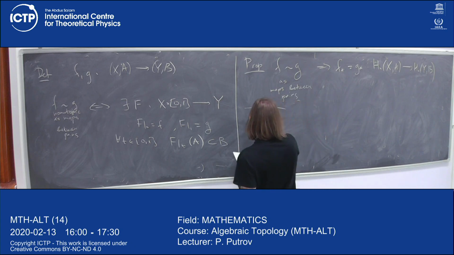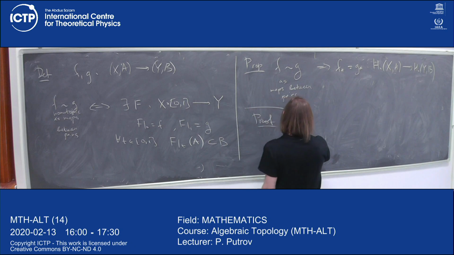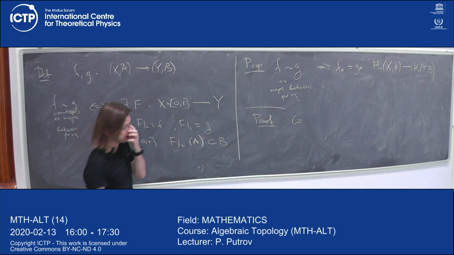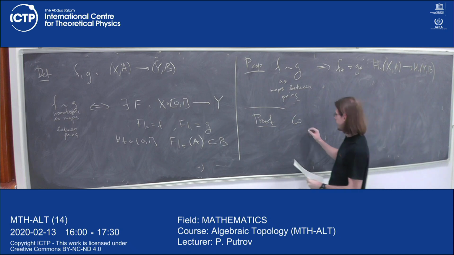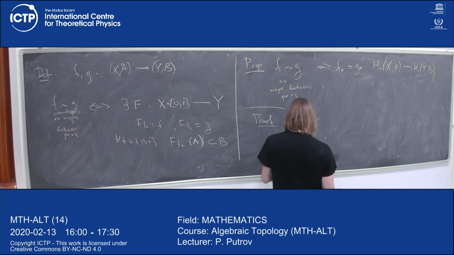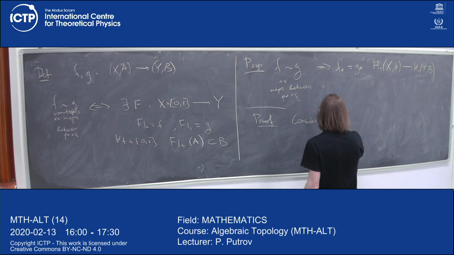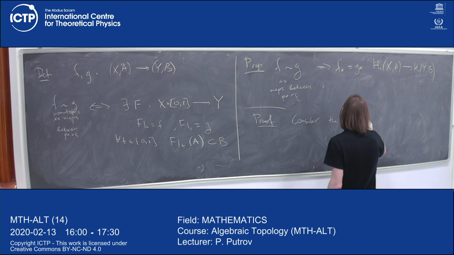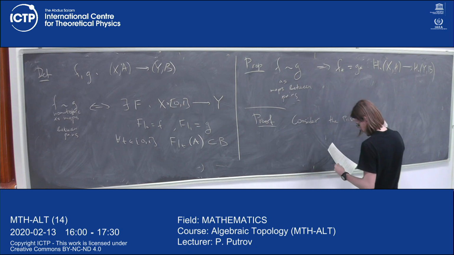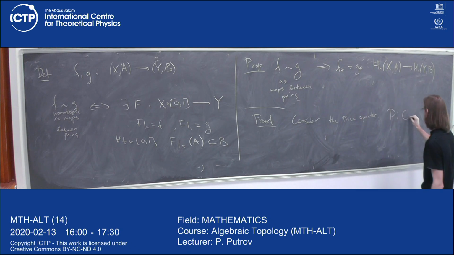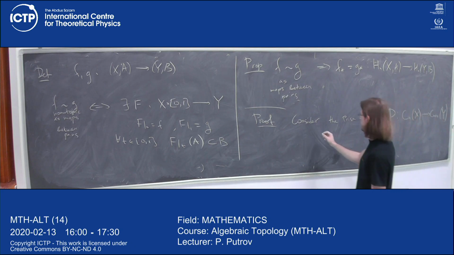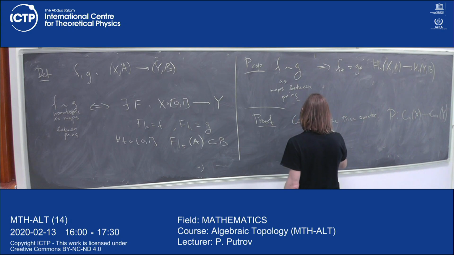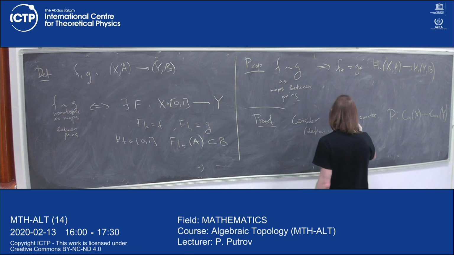So what is the proof of this? We already had the proof of this statement when there was no A and no B, just for the usual homology, and there we defined a so-called prism operator. So we define the prism operator P from C_n of X to C_{n+1} of Y. It is defined using the homotopy which we have.